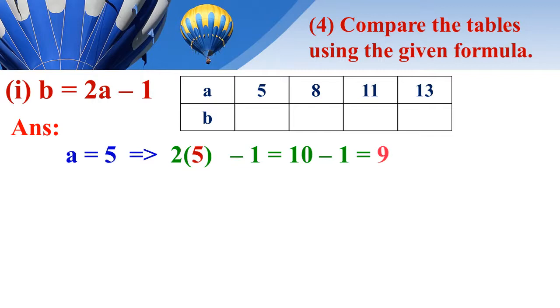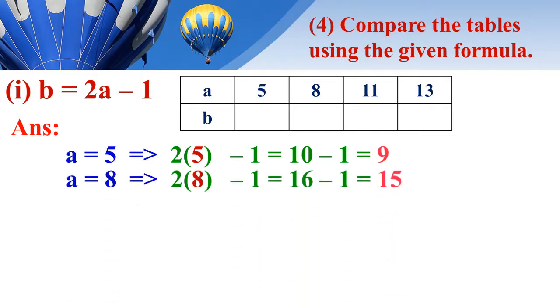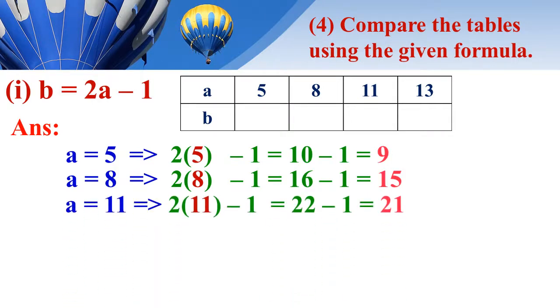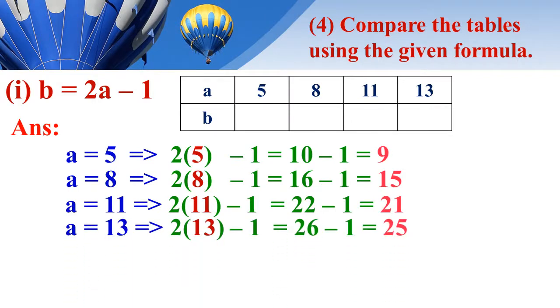Again the a value is 8. So let us substitute 2 into 8 minus 1. So 2 8s are 16. 16 minus 1 we get 15. Next a equal to 11. So 2 into 11 minus 1. So 2 11s are 22. 22 minus 1 equal to 21. Next, a equal to 13. So 2 13s are 26. So 26 minus 1 we get 25.